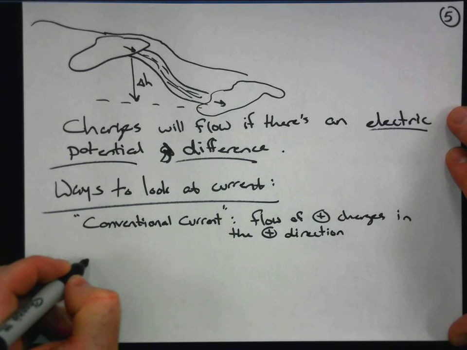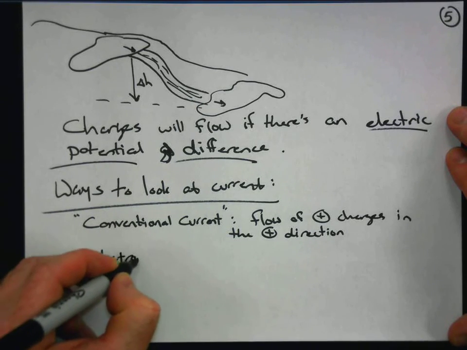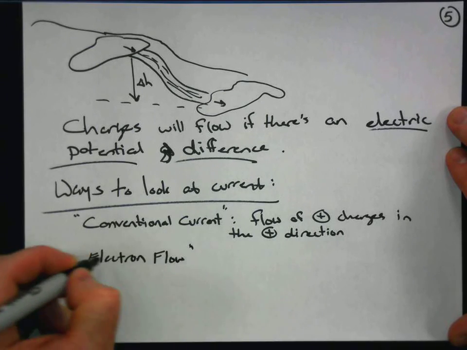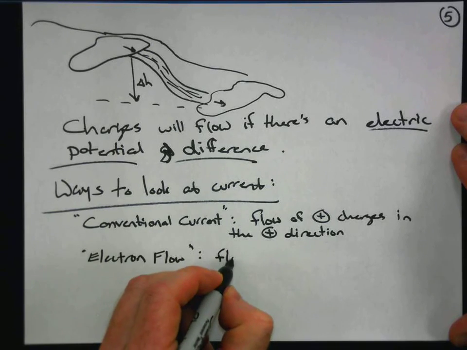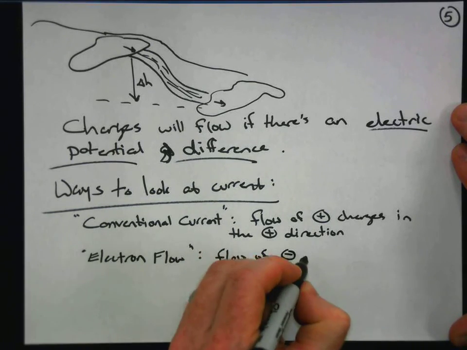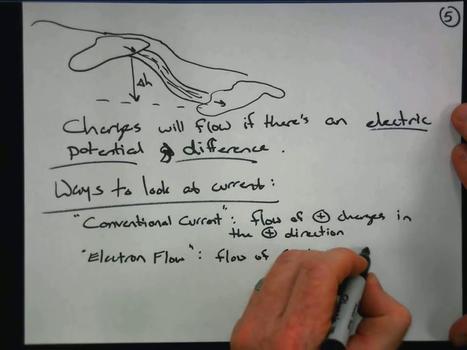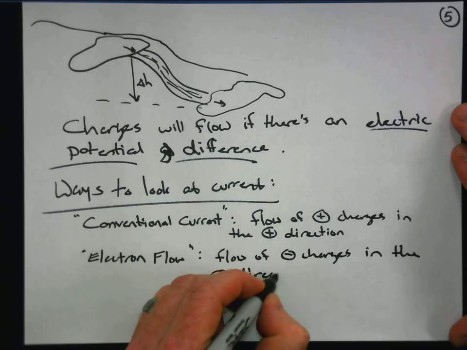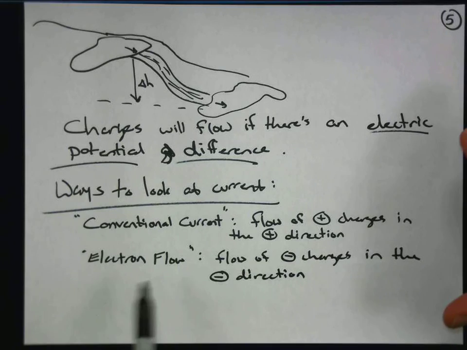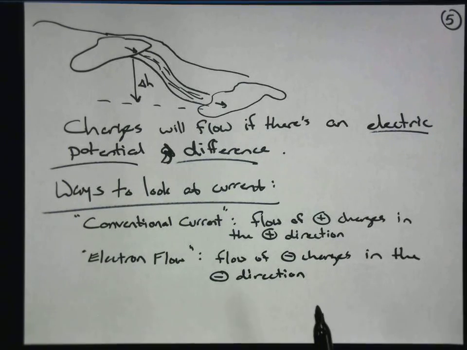Here's what's accurate. It's called electron flow. This is what really happens. In electron flow, you have the flow of negative charges in the negative direction. And that is really what happens. You have electrons which are negatively charged, and they move freely through all the conductors. And when we actually start looking at real circuits, we'll realize what we mean by positive direction or negative direction. It's quite easy to understand.